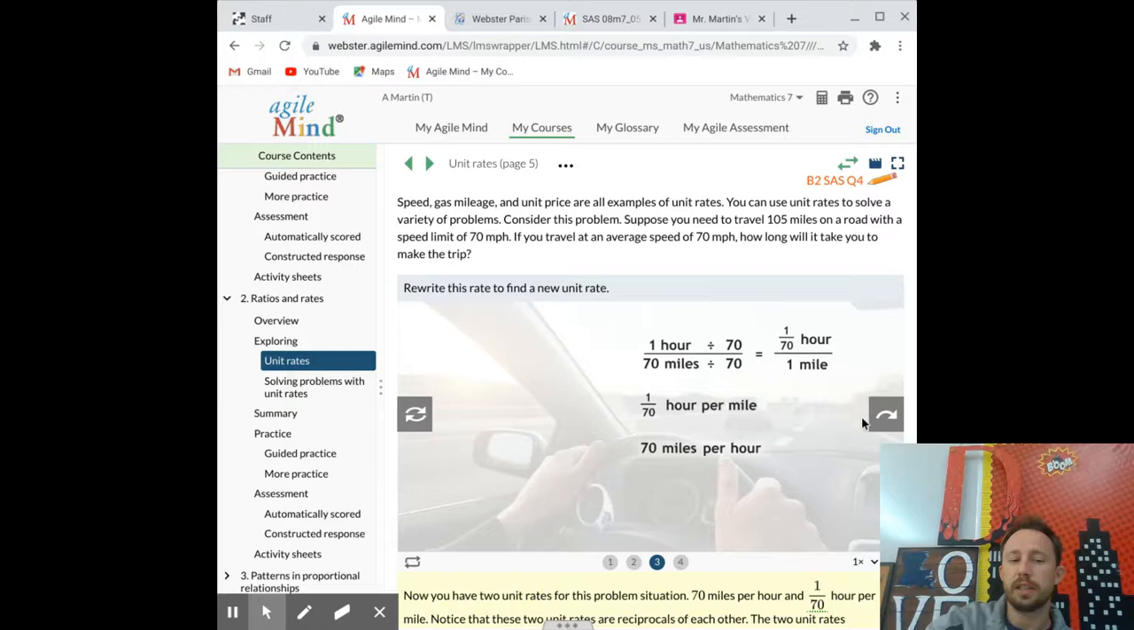But Devin said we could either do 70 divided by 105 or 105 divided by 70. So earlier when we were working, we did the number of miles traveled divided by the speed that we drove. So should we change it or should we keep doing it the same way? It would be 105 divided by 70. Correct. So we're going to do 105 divided by 70, or we could say 105 times 1/70th.